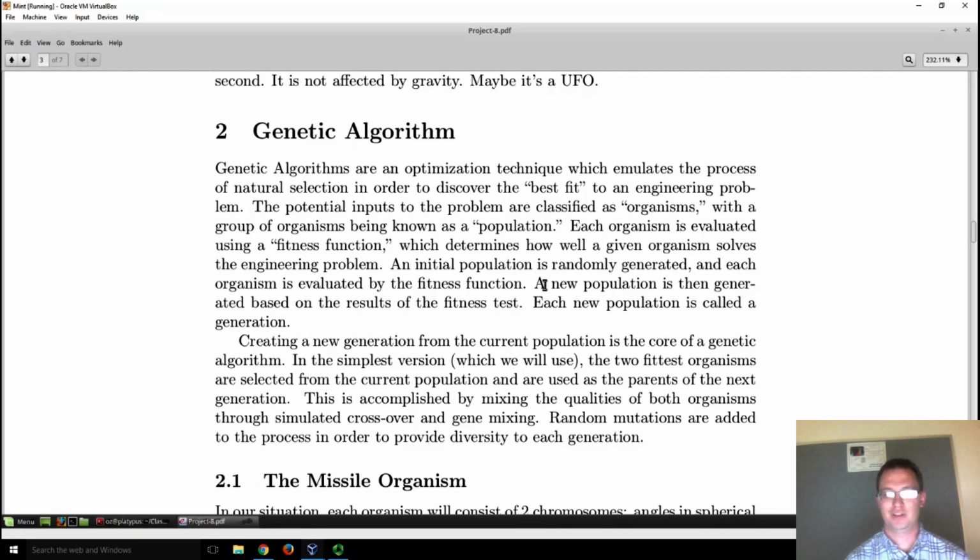A new population is then generated based on the results of the fitness test. If you look into the literature, there are a lot of different ways to do this, but we're going to be doing the simplest way possible. The simplest way is we take the two fittest organisms, or basically the missiles that get closest to the target, and use those to be the parents of the next generation. That's explained a little farther down here.